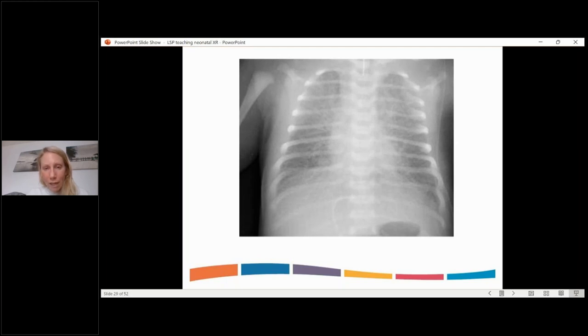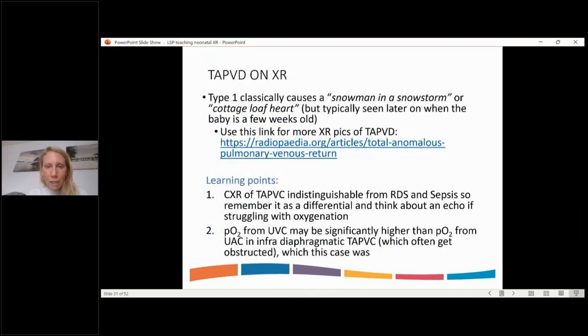So what I want you to take away from this is that a baby whose X-ray looks like severe RDS, who's not responding to maximal treatment, number one is that infection, with the most likely being GBS. And number two, think cardiac. And the typical cardiac condition that presents like this is TAPVD. And if you're particularly interested, I've just put a link here that gives you really good pictures of TAPVD. But your main learning point is to think about it, particularly if you're struggling with oxygenation.